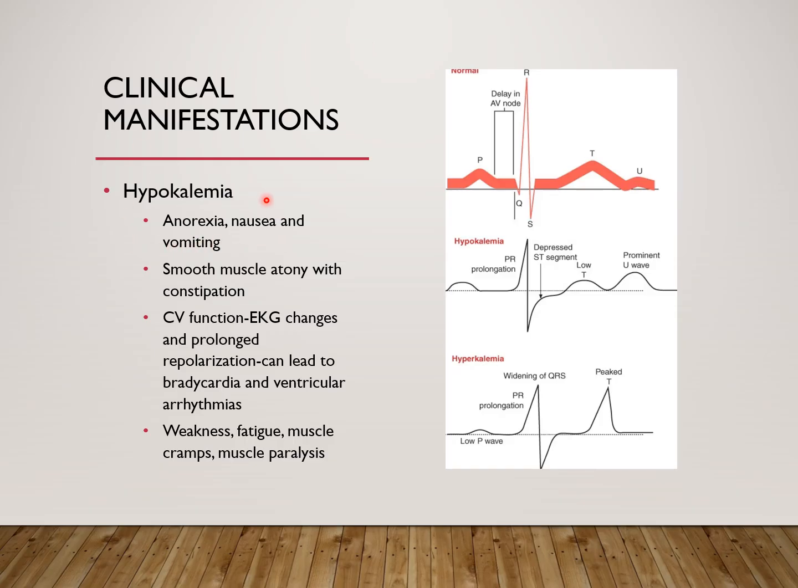Other things we see in hypokalemia: anorexia, nausea, and vomiting are relatively common. Your GI tract, your peristaltic activity, slows down significantly because those smooth muscle cells rely on electrical movement. Smooth muscle atony, or that slowing down of peristalsis, can lead to things like hypotension. In the cardiovascular system, we see these distinctive EKG changes, a lot of prolonged repolarization. This can lead to bradycardia and eventually to ventricular arrhythmias. Patients also develop weakness, fatigue, muscle cramps, and even muscle paralysis if potassium levels drop really low.